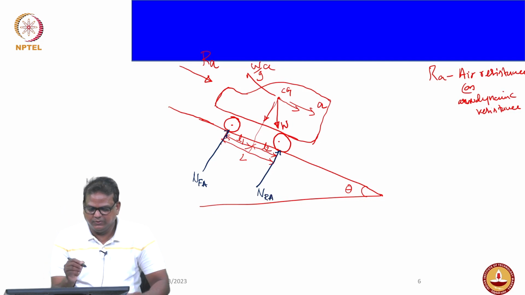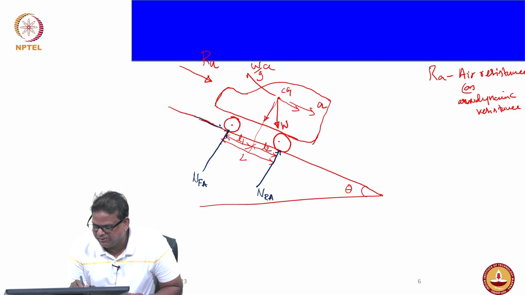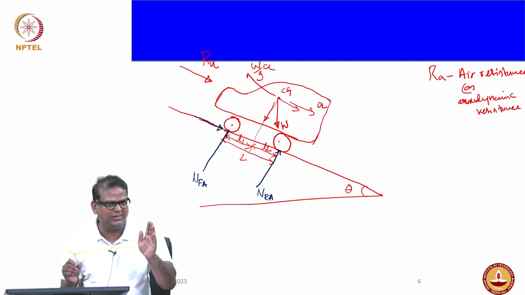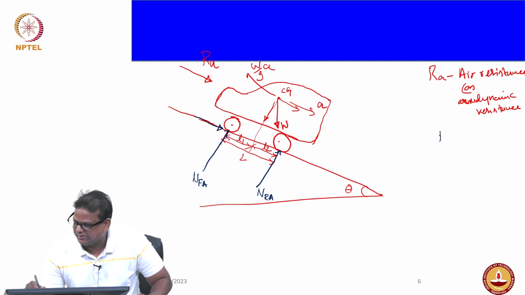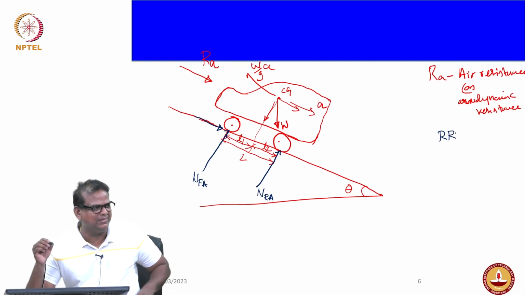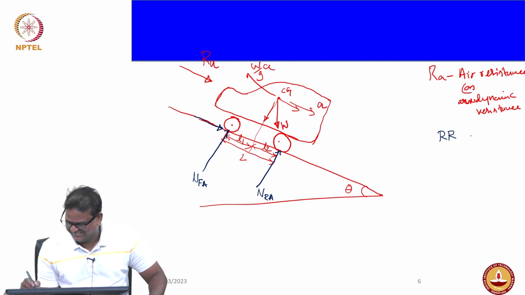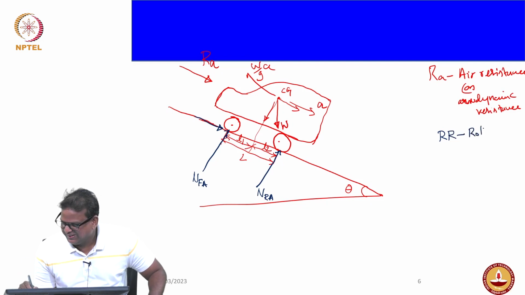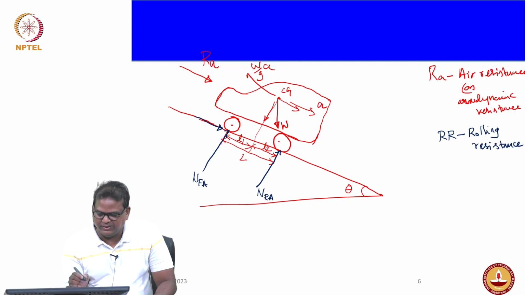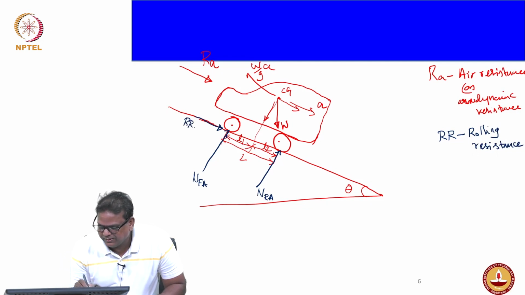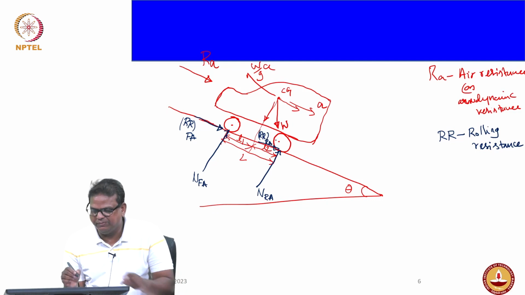Apart from that, you will have a rolling resistance also. Rolling resistance will oppose the vehicle movement, so I will say RR. So RR you can have FA, that's the front axle. Again, you will have RR, RA also. So now we have rolling resistance.